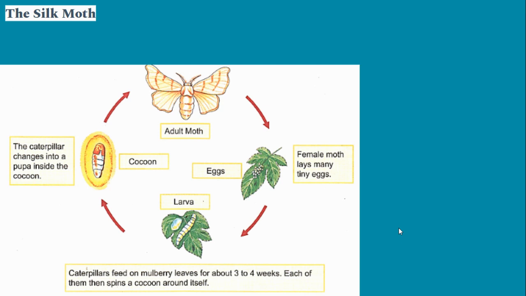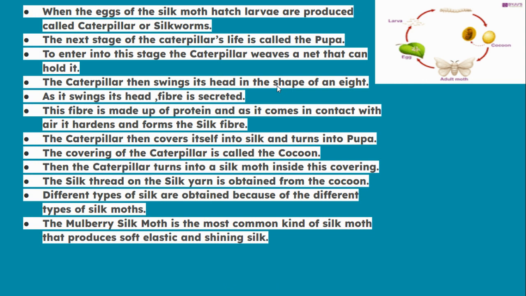Now the silk moth. We will know about the silk moth. First, the adult silk moth lays eggs, many tiny eggs. Then it will form larva, then cocoon, and then adult moth. So this is the process. When the eggs of the silk moth hatch, larvae are produced called caterpillar or silkworm. The next stage of the caterpillar's life is pupa. To enter this stage, the caterpillar weaves a net that can hold it.